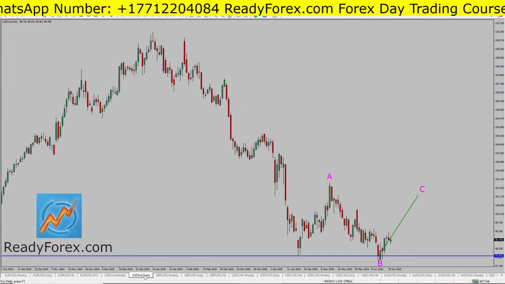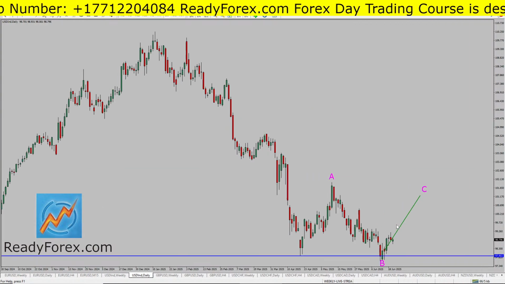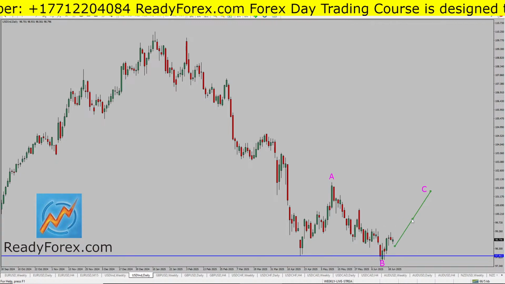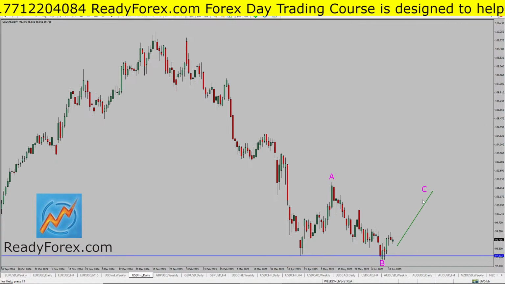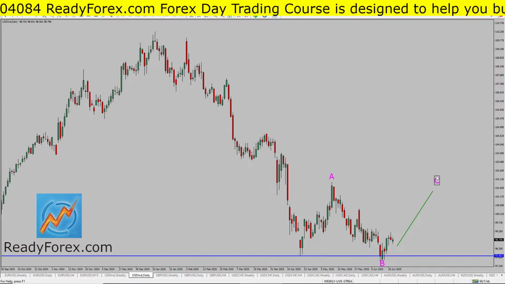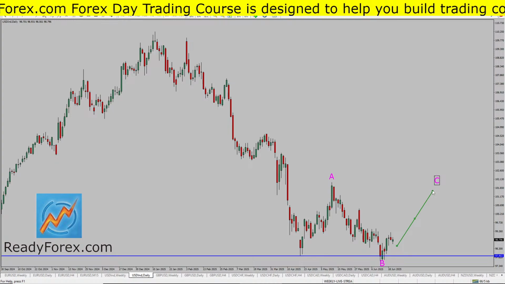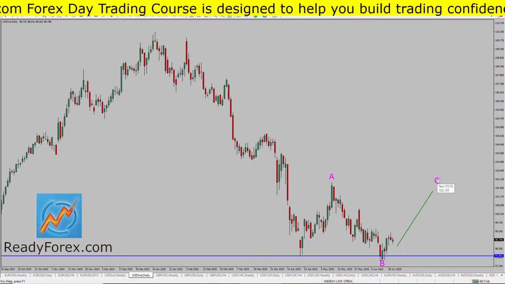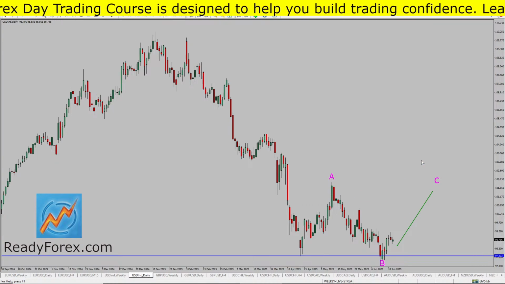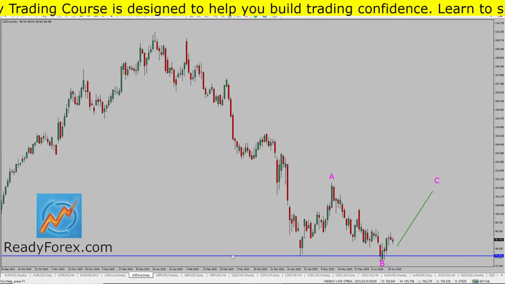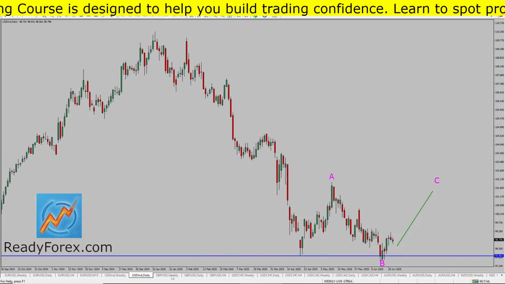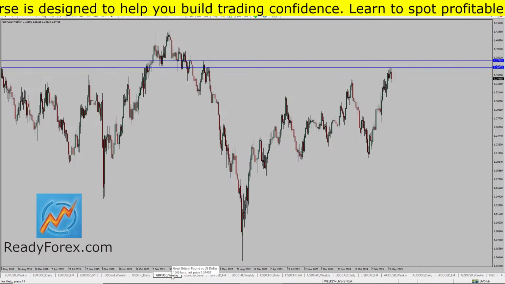Next one, the daily frame analysis suggests price action will rise up to print a bullish wave C leg. This is the forecast related to the US dollar index. Next, let us take a look at the GBPUSD currency pair.